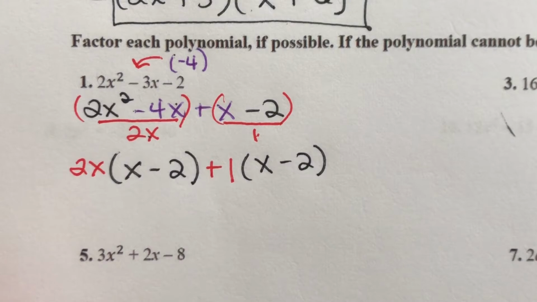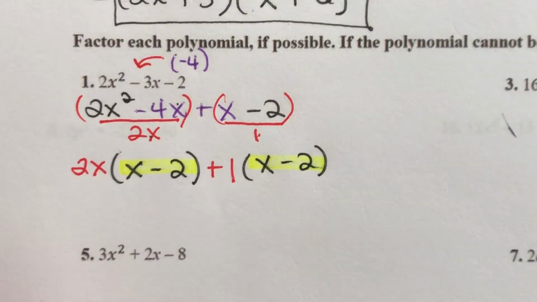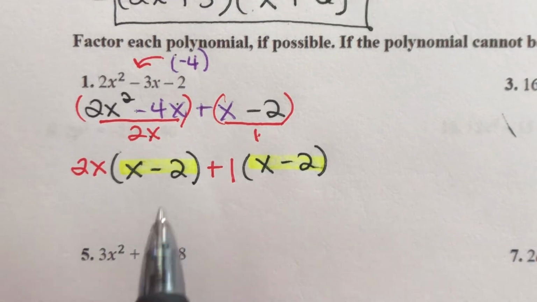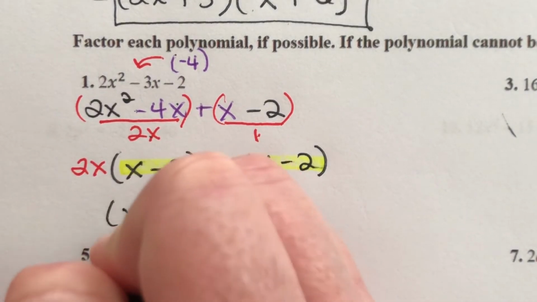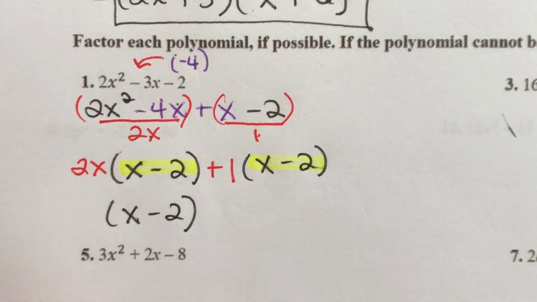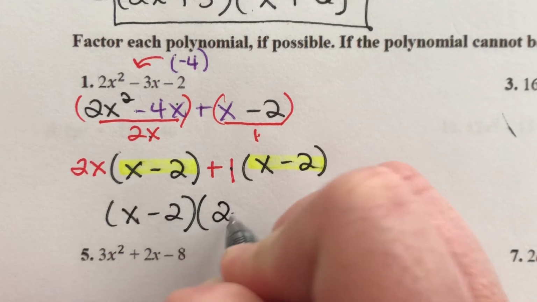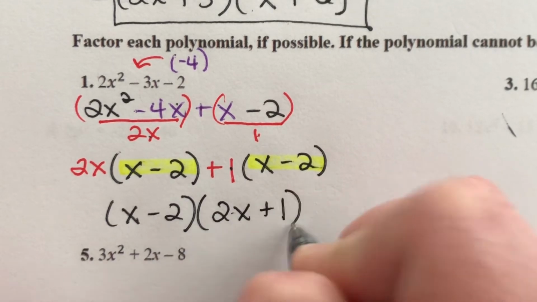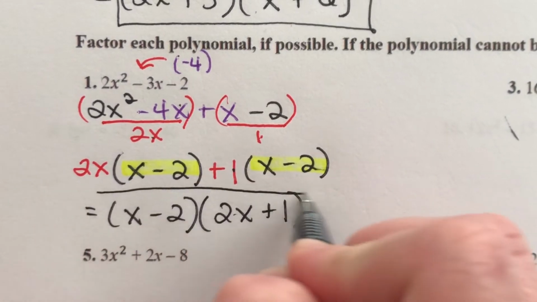So the last thing I have to do here, see this repeated part? I'm going to write that first. You can write it second too, it doesn't really matter. I'm just trying to keep it consistent. So I'm going to write this part first, x minus 2. And then I'm going to combine these two guys into their own parentheses, 2x plus 1. And I'm done. That's it. That's the answer.